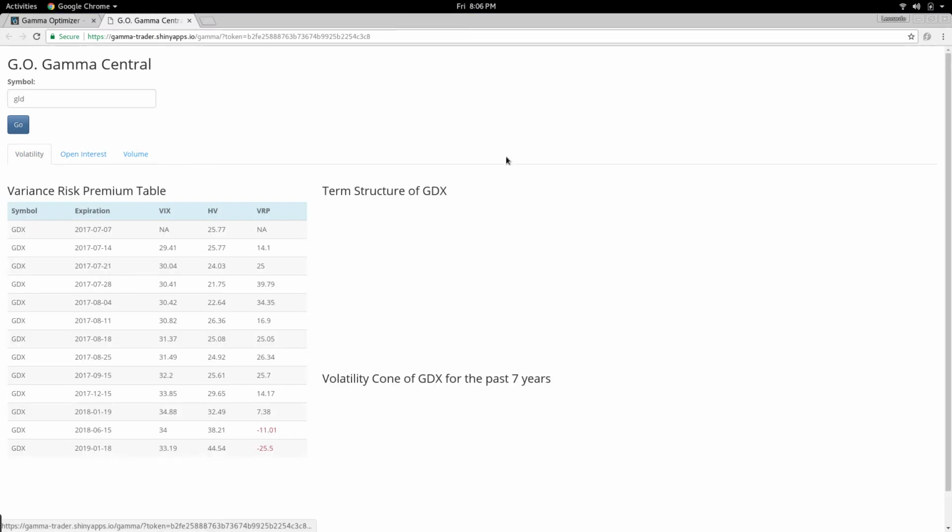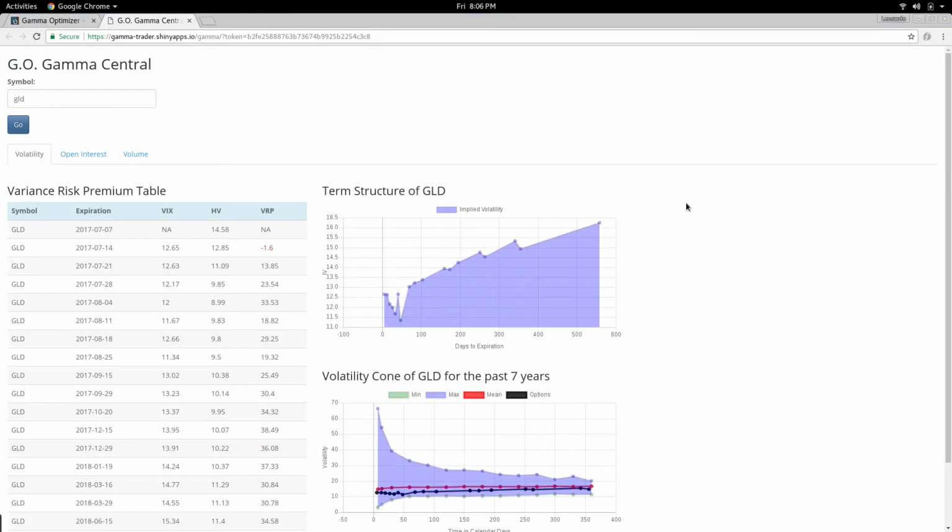Now let's move into the interesting part of the tool. The interesting part of the tool is the variance risk premium tables, the term structure, and the volatility cone. This is the meat of the software, because this kind of information is useful for professional traders. When you trade options, the main question is, what is the regime we are in right now for the particular underlying? In other words, are these options expensive or are they cheap?